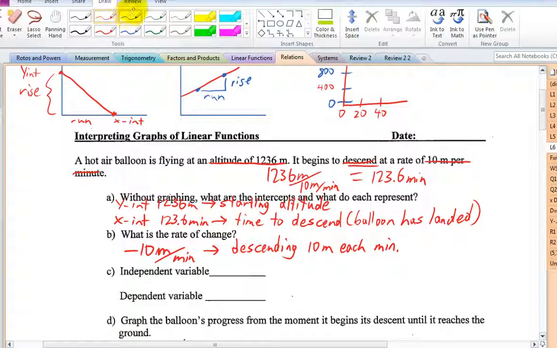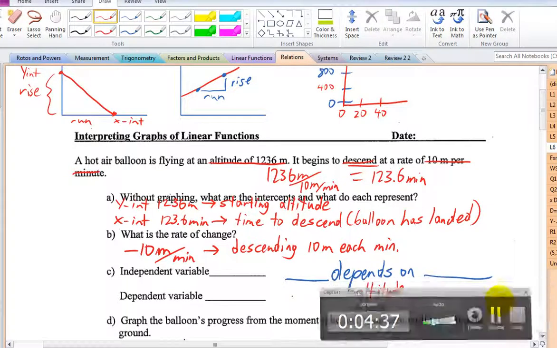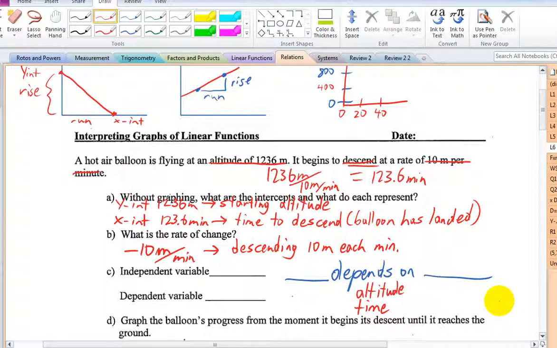Okay. Now we have to figure out our dependent and independent variables, so we're going to focus on our depends on sentence. So you need to make a depends on sentence using altitude, because that's one thing we're measuring, and time, which goes where. So say to yourself in your head, blank depends on blank. Fill in the blanks, see if it makes sense. Kyla, what's the depends on sentence? Yeah, altitude depends on time.